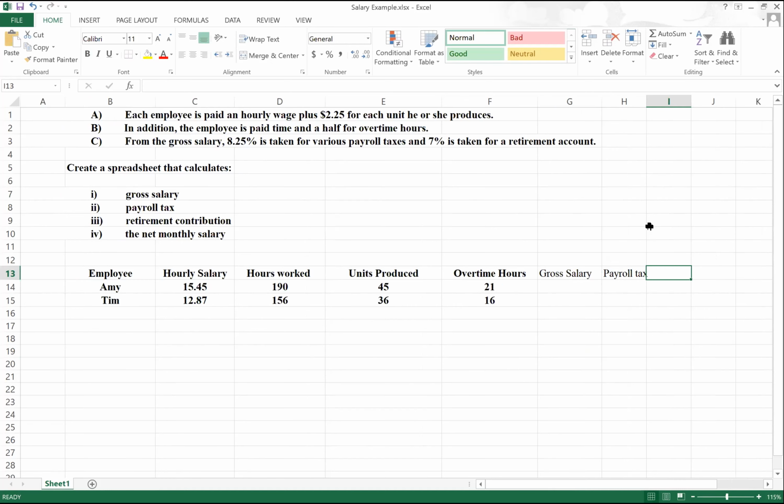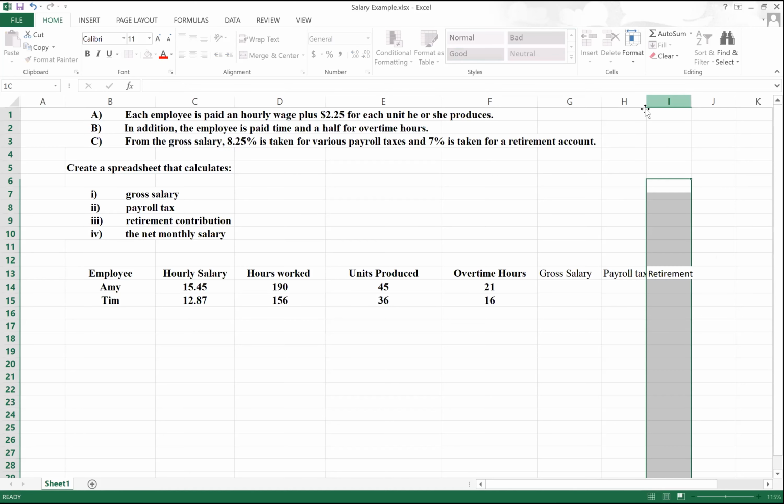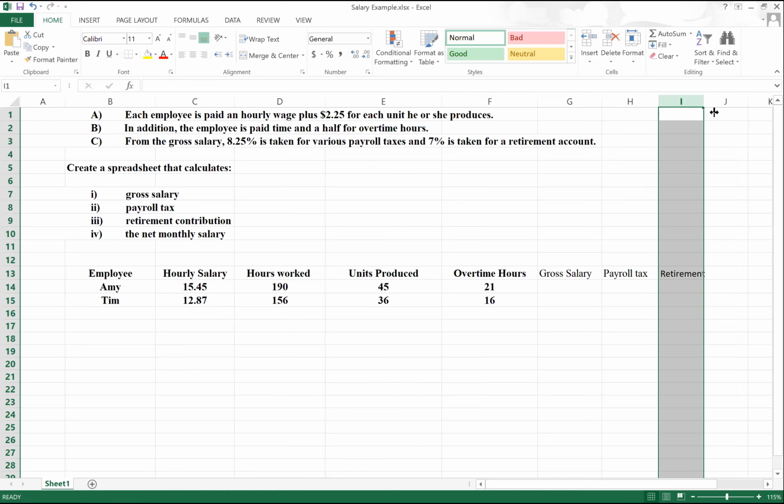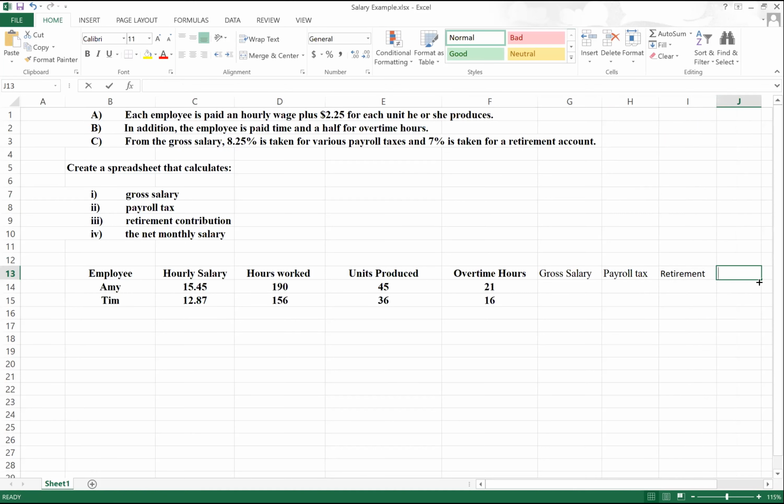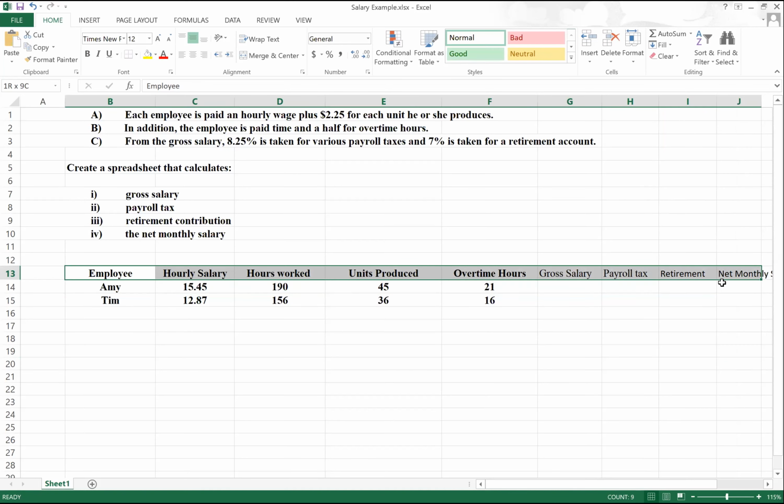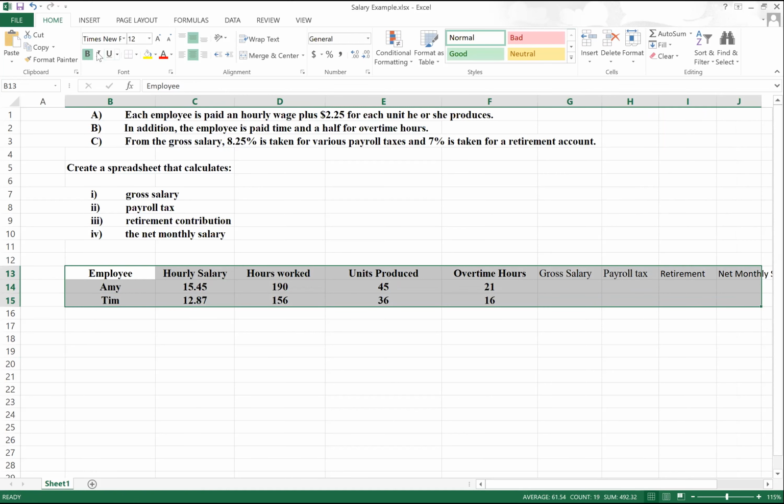Another one is retirement contribution. Retirement, right? Just make it simple so we don't use too much space here. And after that is net pay, right? Net monthly salary, once we take all those taxes. Okay, so let me just highlight those. I'm going to put it into a table form so you can see that.